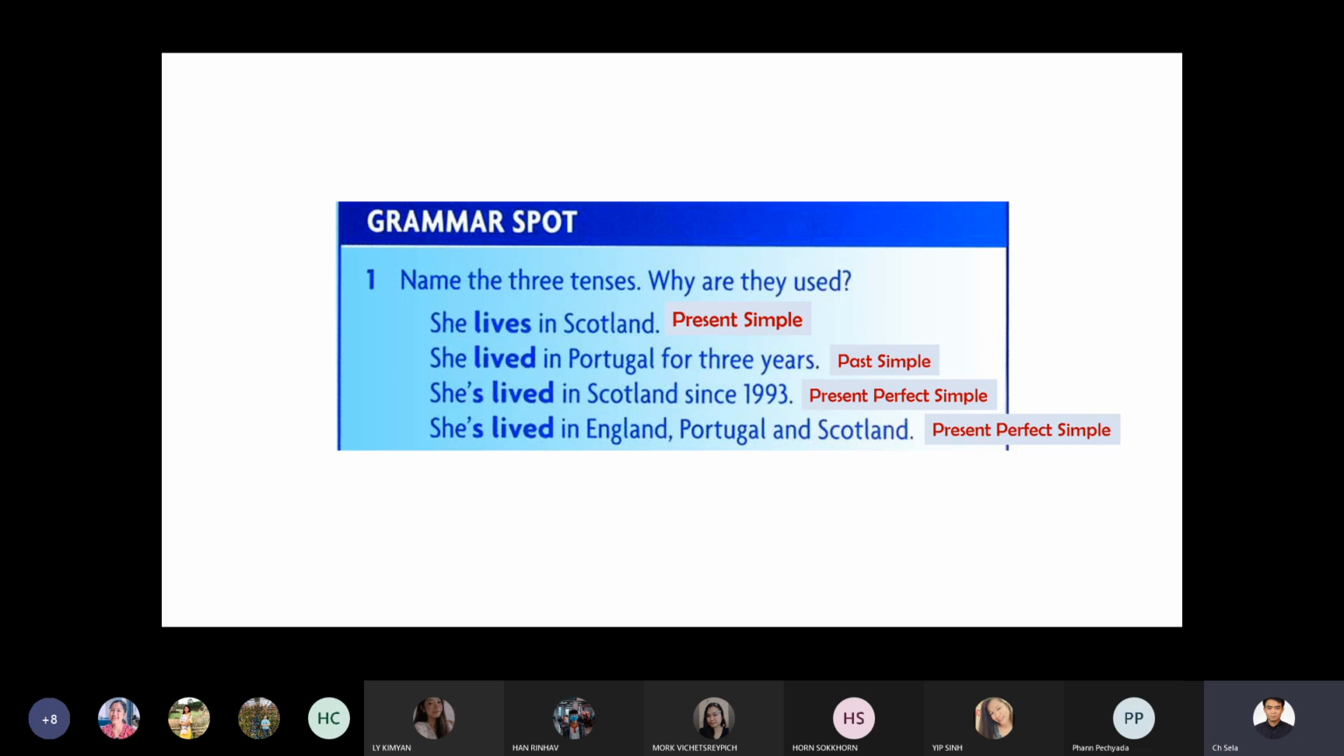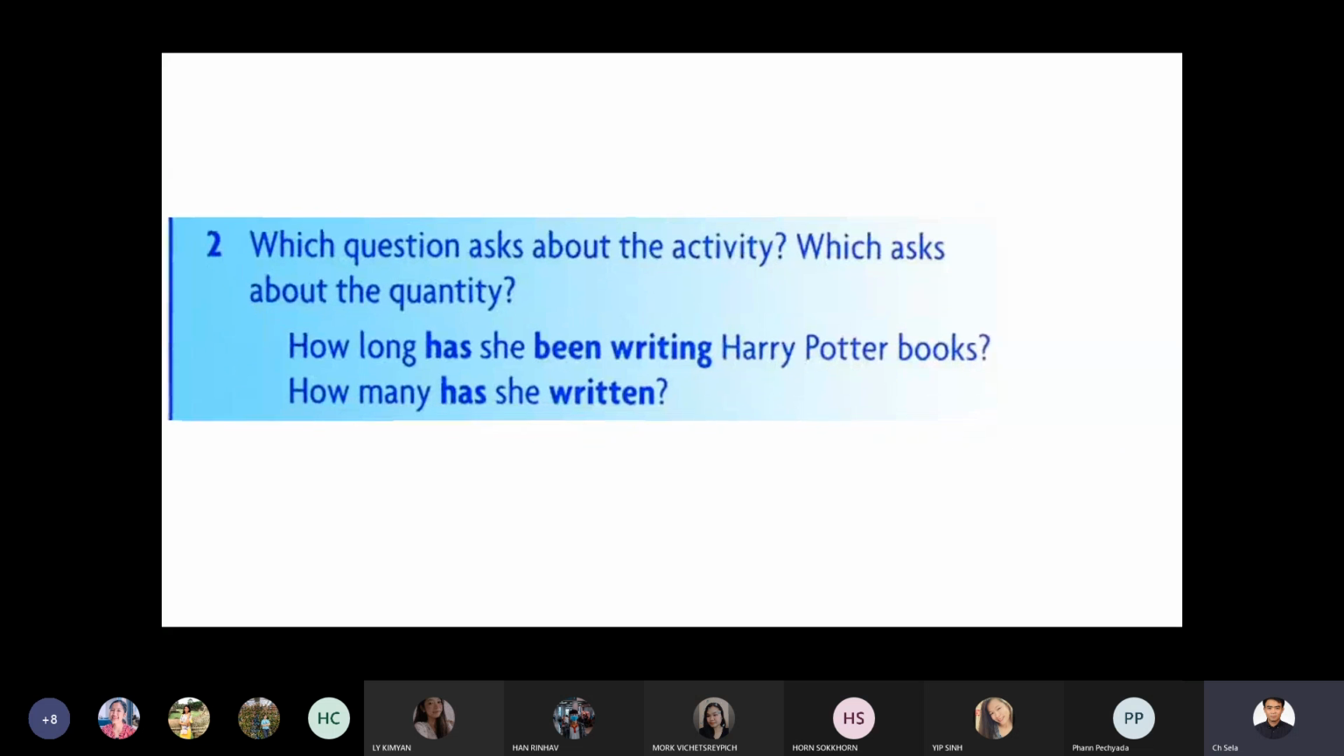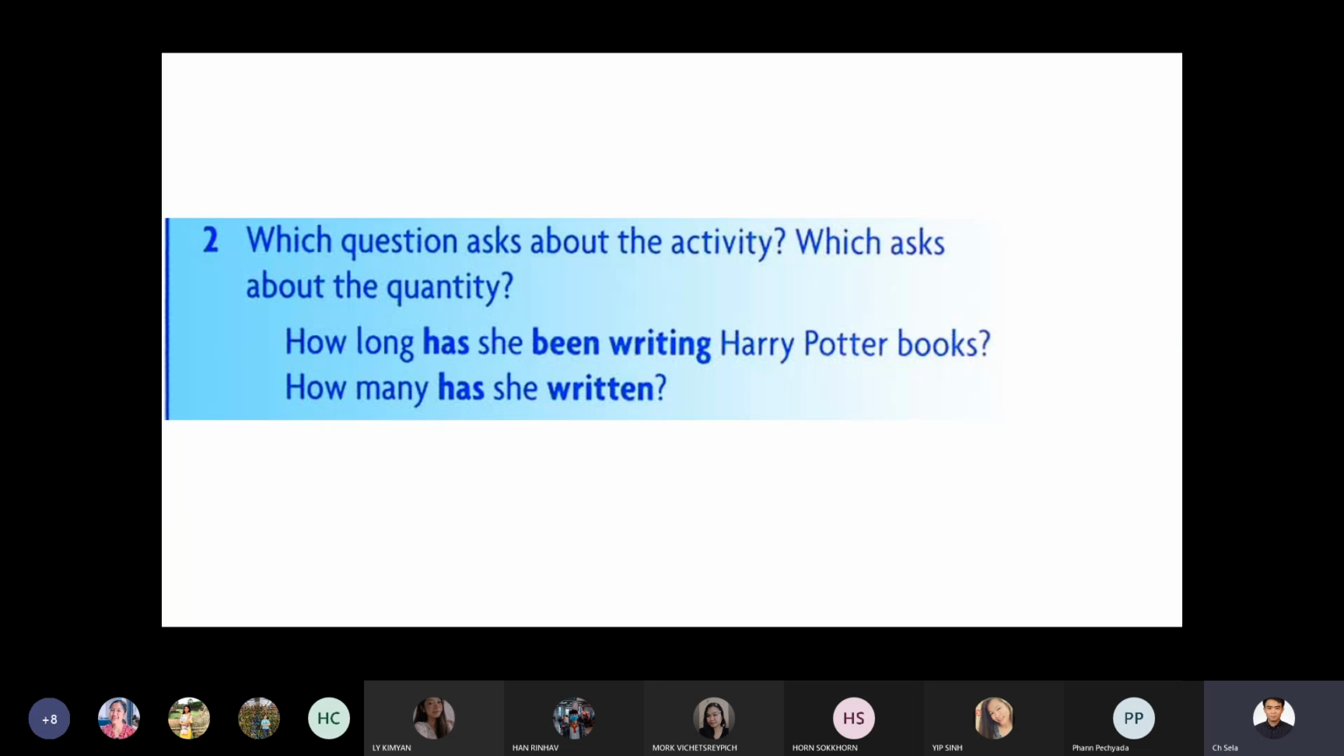No question with this one, very easy. Now, look at this one. Which questions ask about the activity? Which ask about quantity? So this one is activity, all right? Actions and quantity. Now we have one: How long has he been writing Harry Potter books? And the second one: how many books has she written?